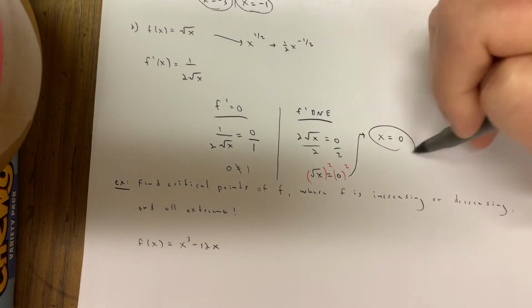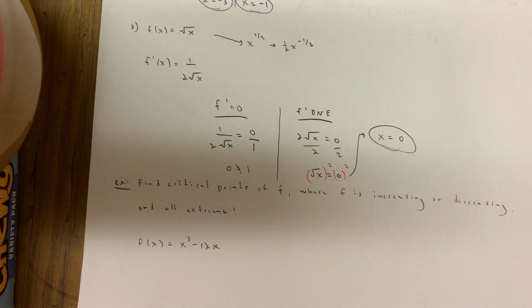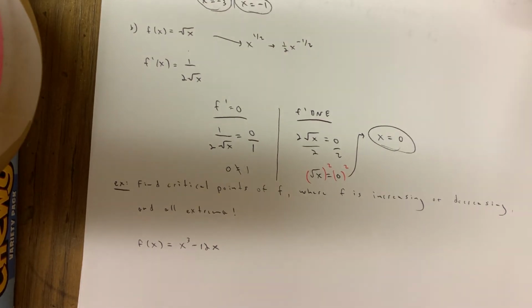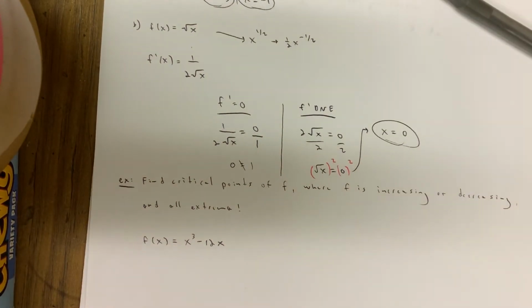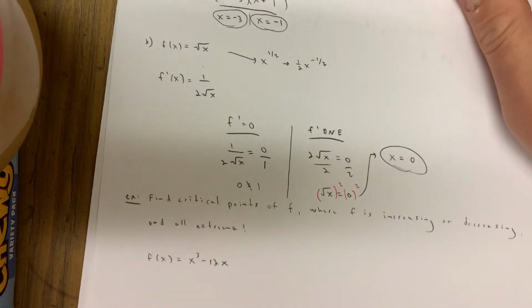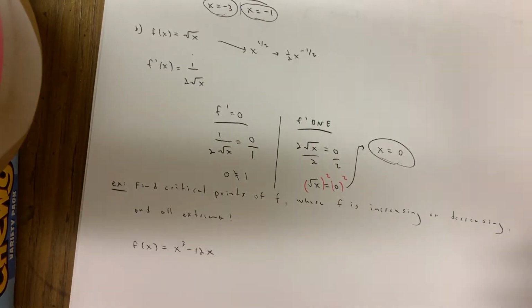So x equals 0 is actually a critical x value here. It's a place where the function's derivative is non-existent. Okay, so that's what's going to happen with a non-existent derivative algebraically. It's probably going to be some kind of x value that makes a denominator equal to 0, or perhaps makes a negative under a radical, something like that.